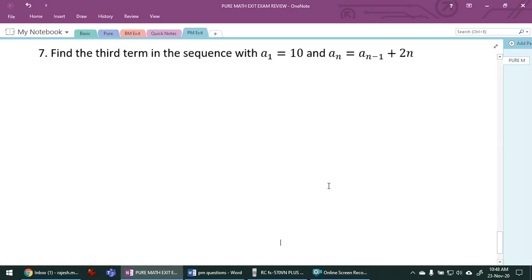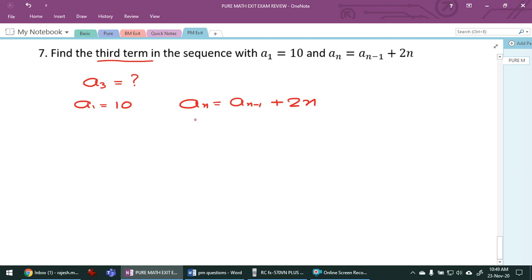Question number 7. Find the third term in the sequence with a1 equal to 10. a1 means first term, and the general term is an equal to an minus 1 plus 2n. Third term means you have to find a3. We have a1 equal to 10, that is the first term. Now the rule is an equal to an minus 1 plus 2n.